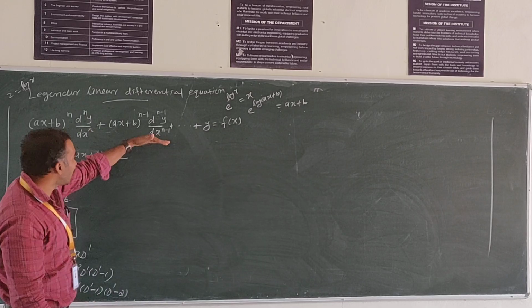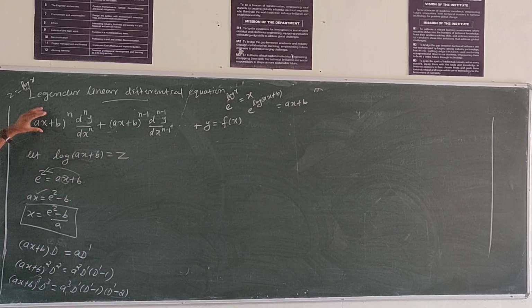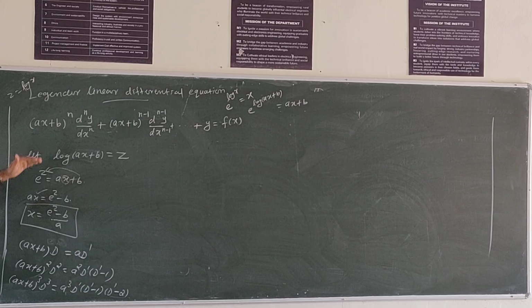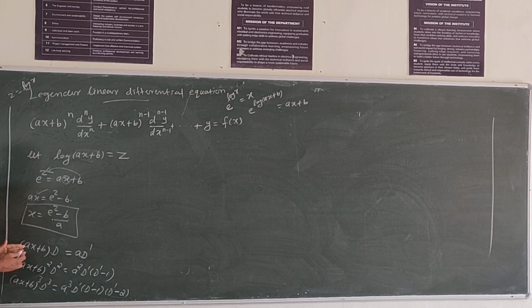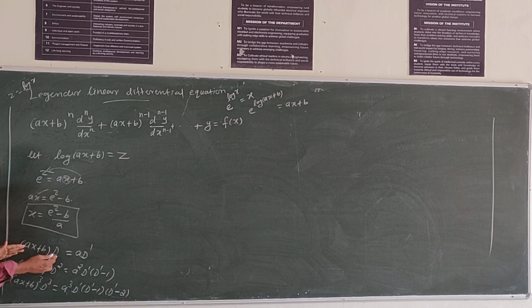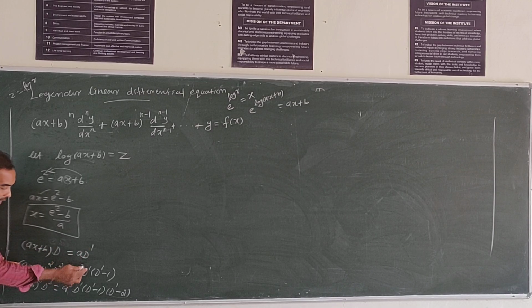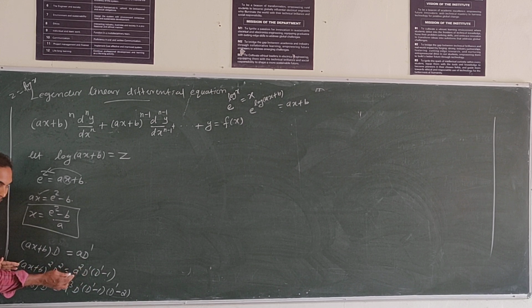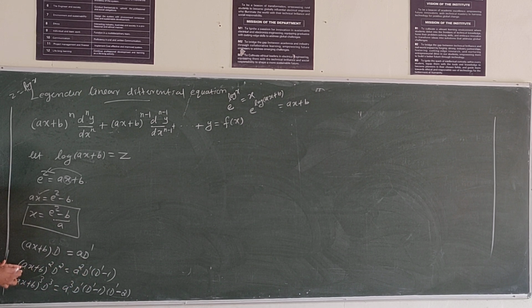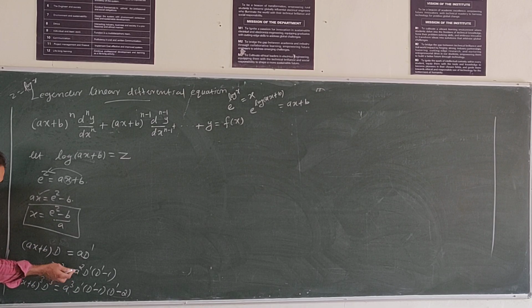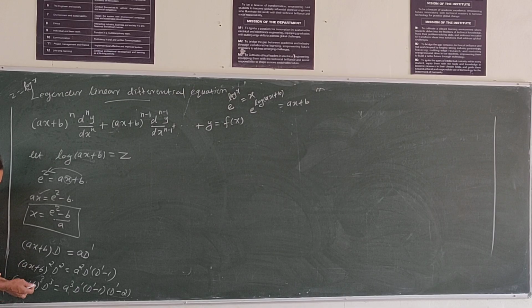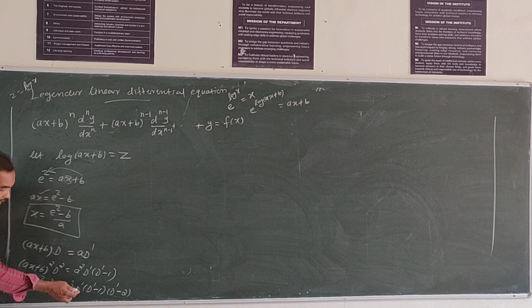Next we will convert this equation with variable coefficients into constant coefficients. Follow this way. Wherever you find (ax+b)D, we have to apply aD', and (ax+b) squared D squared, we have to apply a squared D'(D'-1). This a means the coefficient of x. We never bother about b, but we have to take a from the coefficient of x.